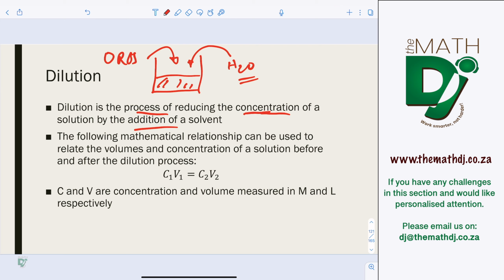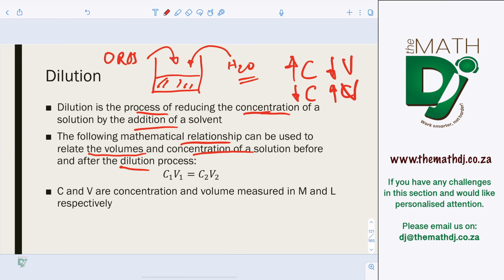So the following mathematical relationship can be used to relate the volumes and concentration of a solution before and after dilution. It's more like an inverse relationship. When the volume of the water is low, the concentration will be high. When the concentration is low, it means the volume is high, which means if more water is added, it will become more dilute. So this is the equation you use.